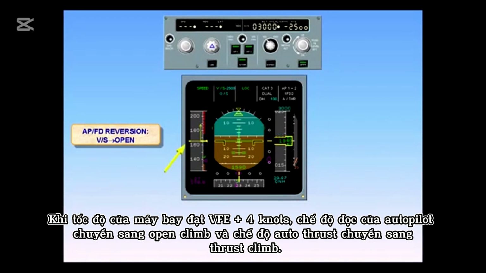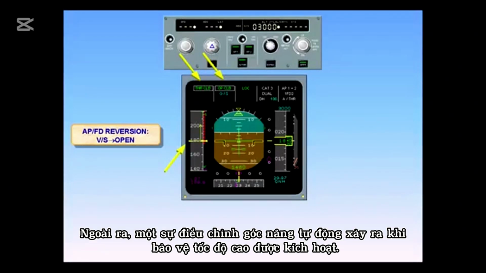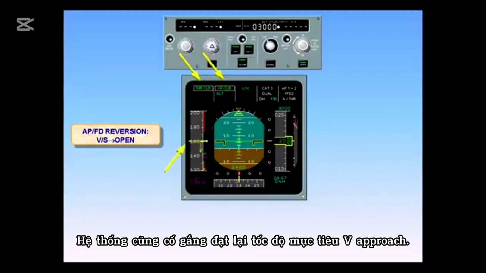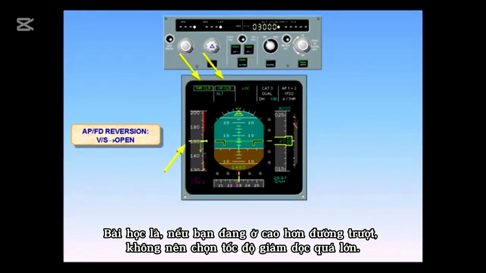When the aircraft speed reaches VFE plus 4 knots, the autopilot vertical mode reverts to open climb, and the autothrust mode to thrust climb. This is because the FCU altitude is above the actual altitude. Also, an automatic pitch-up occurred when high-speed protection was triggered. Lastly, the system is also trying to recapture V-approach. Sort of spoils your approach. The lesson: if you are high above the glide slope, do not use an excessive vertical speed.